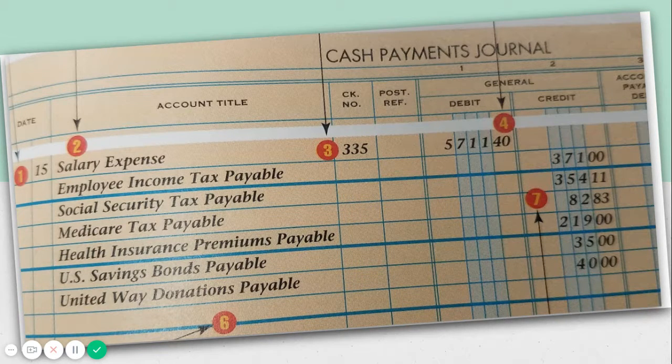Then, when you journalize it, it goes with the salary expense, debit, everything else for payable, credit, and the cash goes in the special column on the right on the first line for salary expense.